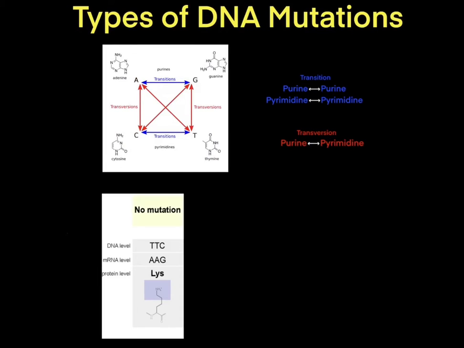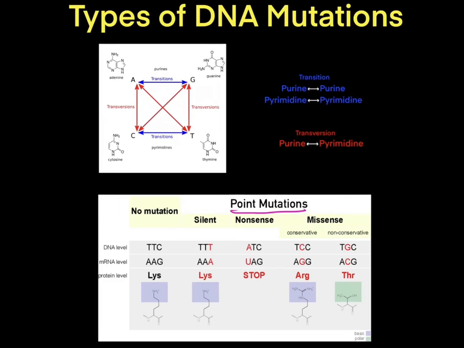So there are different ways to characterize DNA mutations, but one way is to look at transition mutations and transversion mutations. So if you have a purine that gets chemically mutated into another purine, or if you have a pyrimidine that gets chemically mutated into another pyrimidine, that's a transition mutation. However, if you have a purine that gets chemically modified into a pyrimidine, or if you have a pyrimidine that gets chemically modified into a purine, that's called a transversion mutation. However, we can also have point mutations.